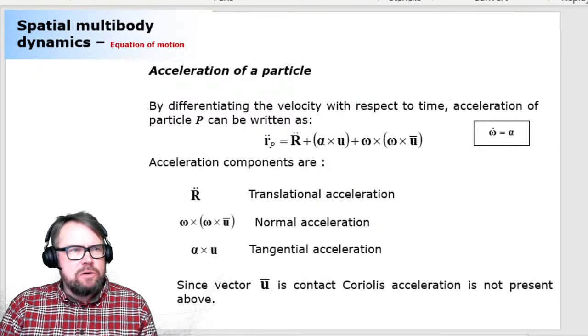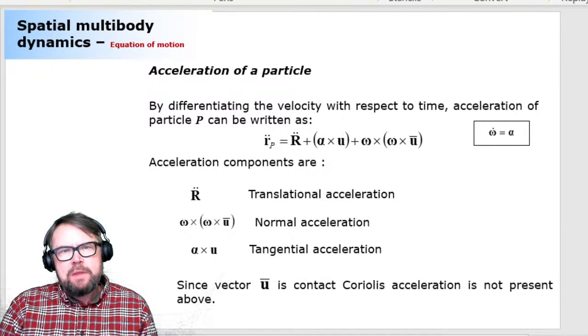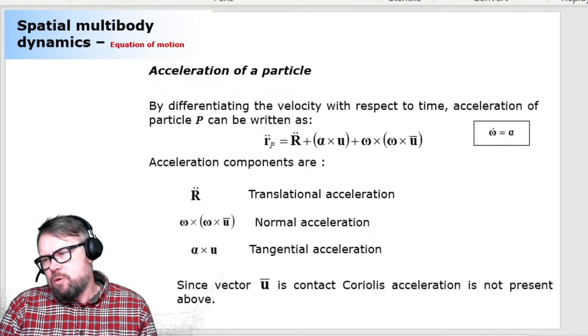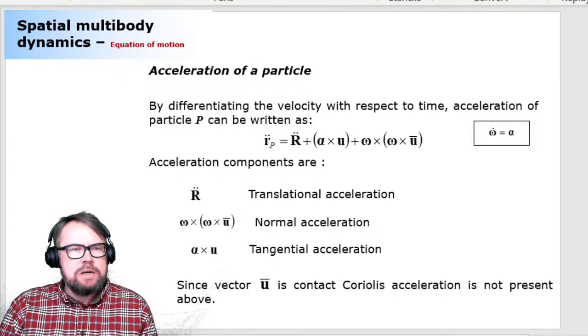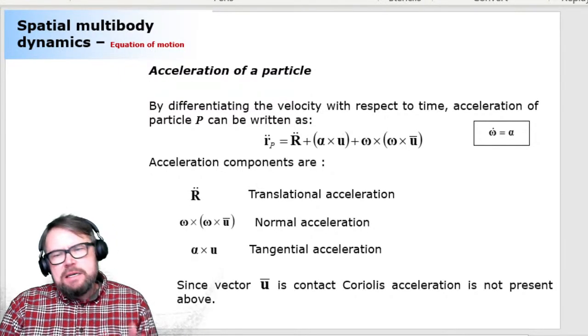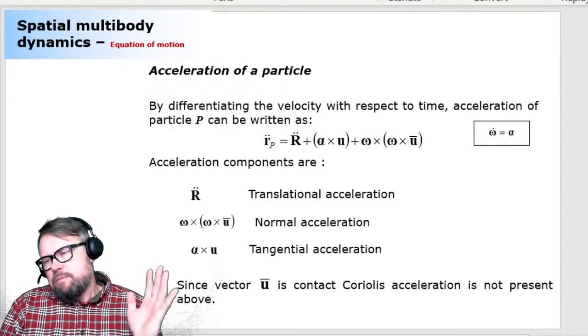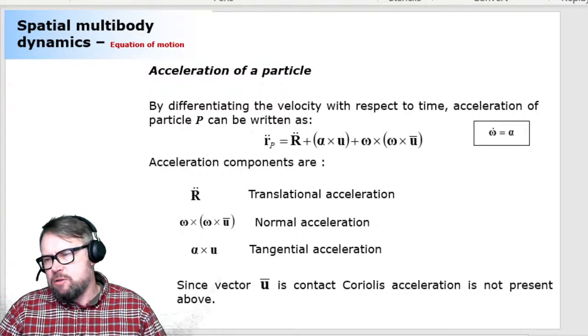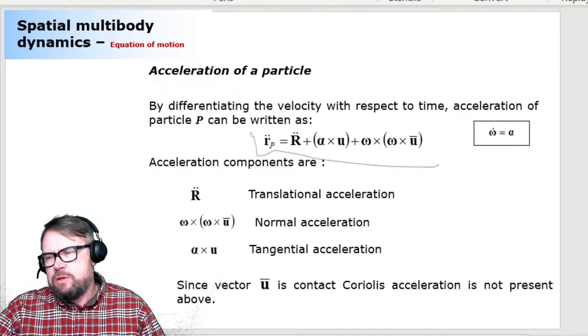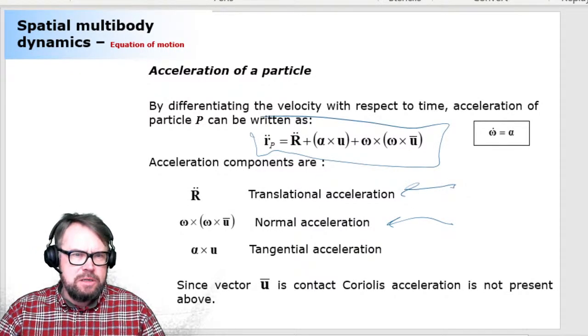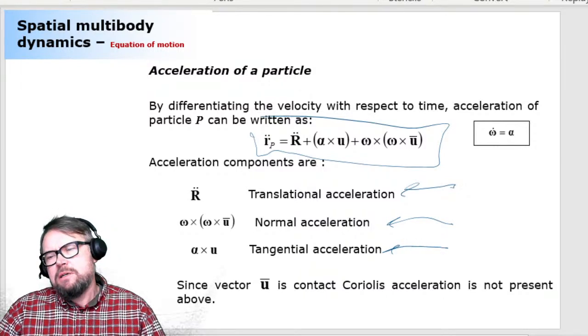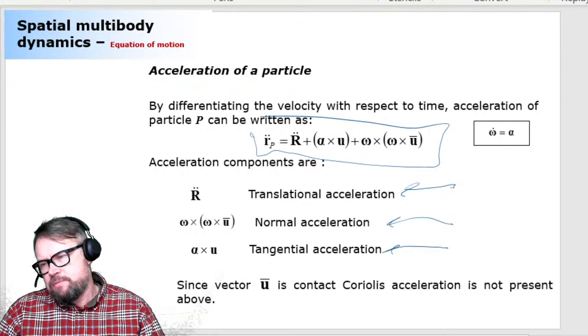So then the story continues. We can express the acceleration, and the acceleration is more or less the same as in the planar case. Of course, the dimension will be different. And again, if you wanted to express this explicitly in terms of generalized coordinates, it's going to be a big mess. But if you just differentiate the previous equation once more with respect to time, this is how it reads. So you get the three components: the translational acceleration, the normal acceleration due to the rotation, and the tangential acceleration due to the rotation. And that's about it. That's what you need to know.